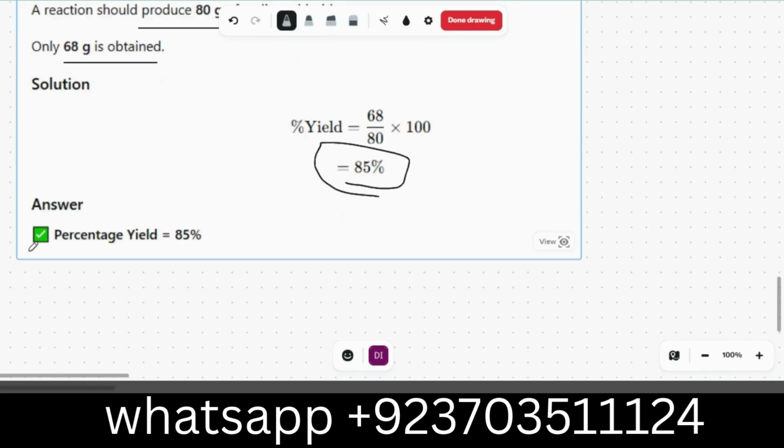So that is the percentage yield for this reaction. Okay, that's all about it.